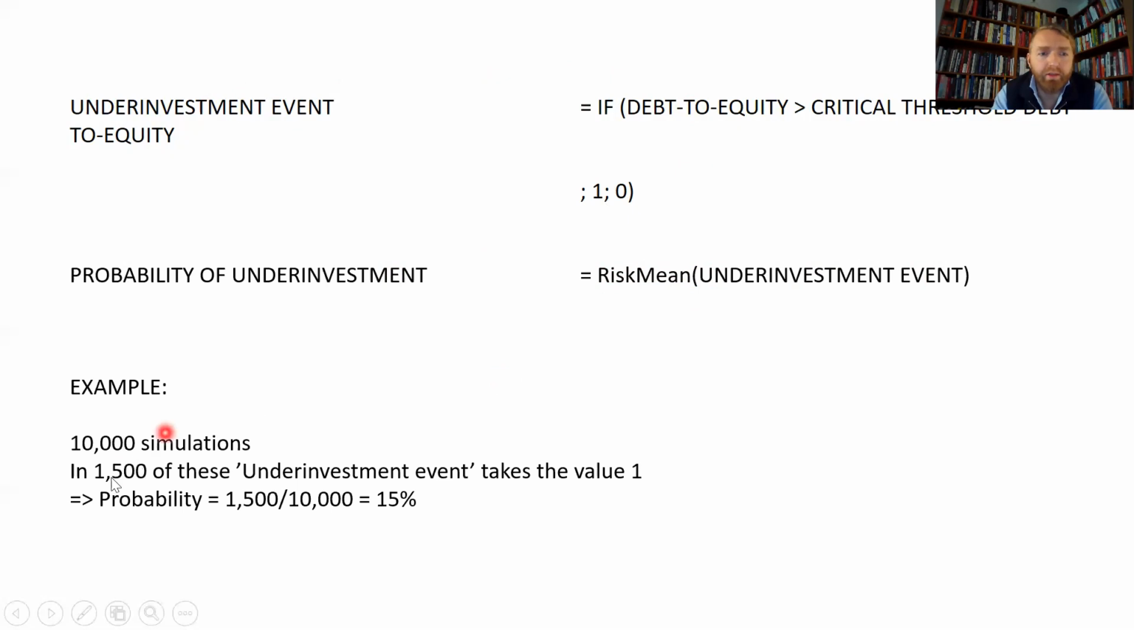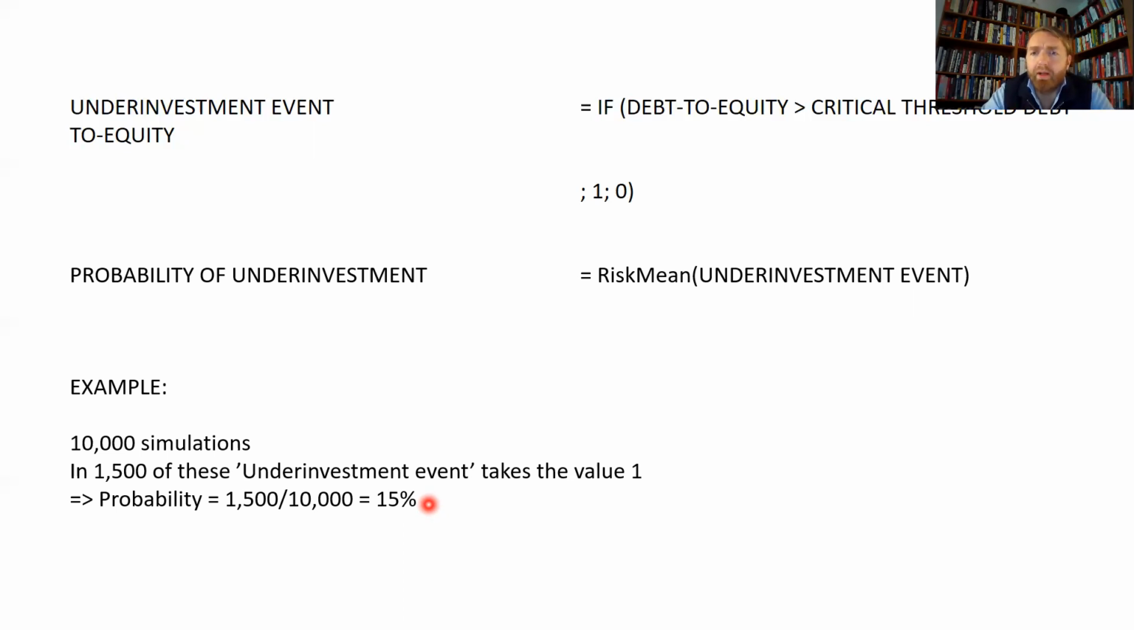So let's say you run 10,000 simulations. In 1,500 of these, this dummy variable here will take on the value 1. All the others, it's going to be 0. Then you can infer that the probability of that happening is 1,500 through the 10,000 simulations that you run. That's the fraction of times it is occurring. So that corresponds to a 15% probability, and we would think of that as a probability of underinvestment in this case, because we can't go above this limit, right? So what's going to happen rather is a cutback in capital expenditure, which we interpret as underinvestment.